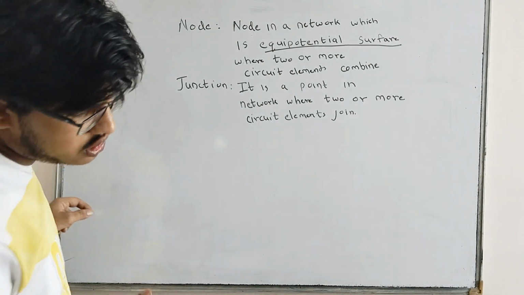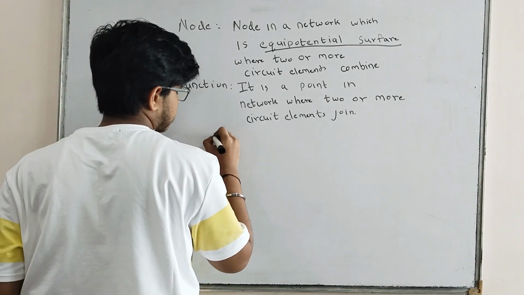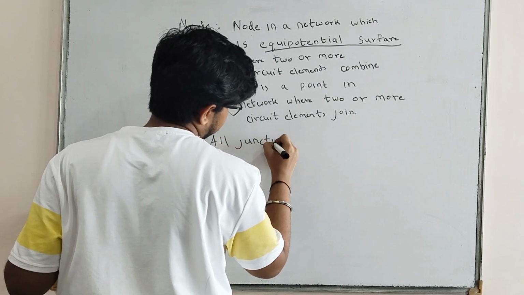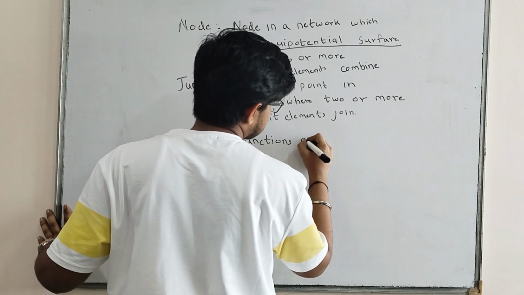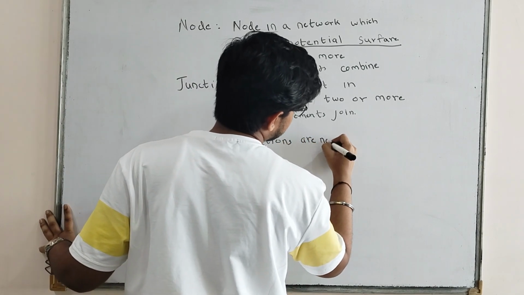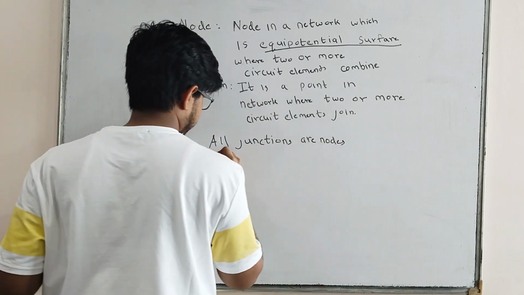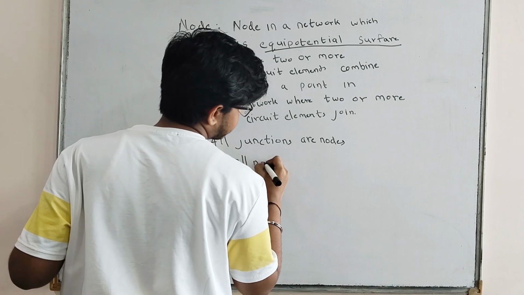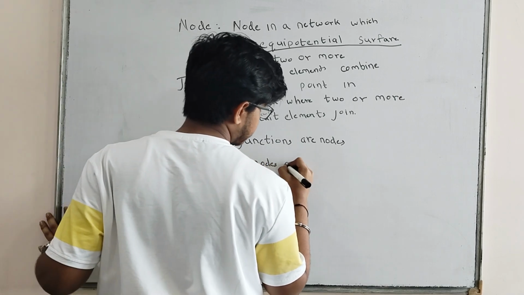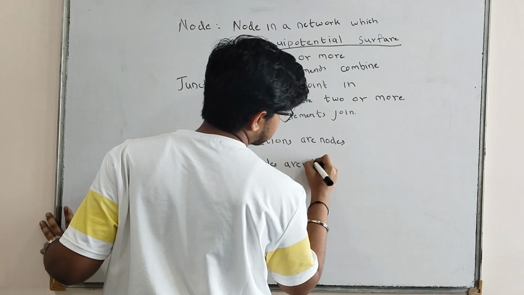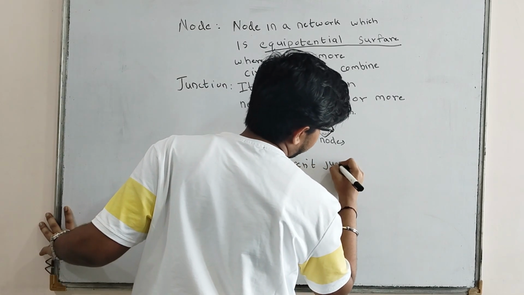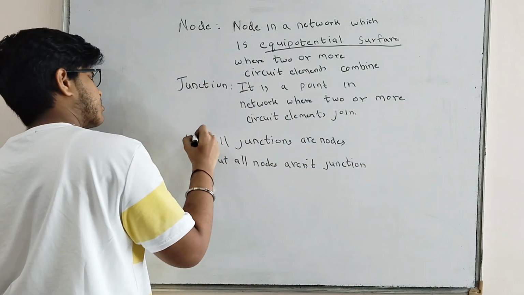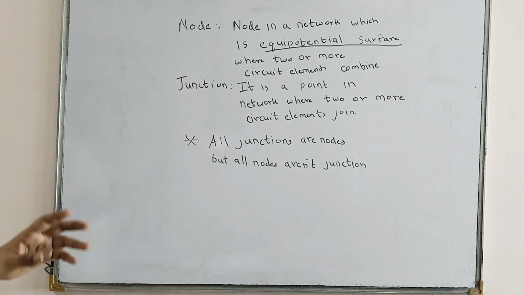So all the junctions are nodes. I will just conclude it: all junctions are nodes, but all nodes aren't junctions. Please star mark this, a very important statement.